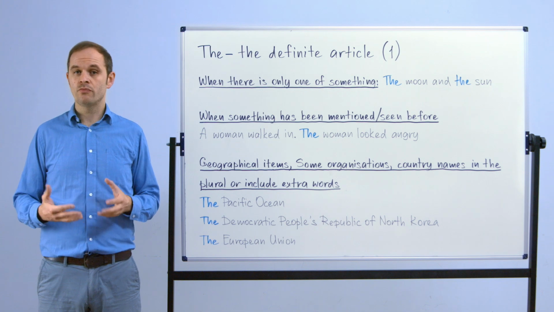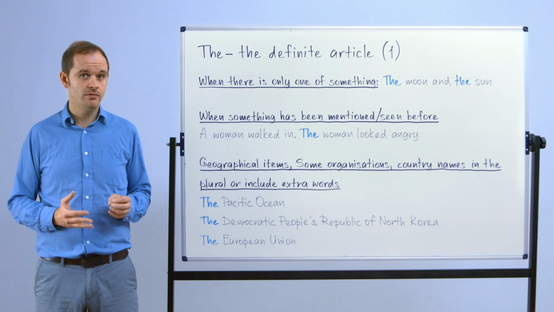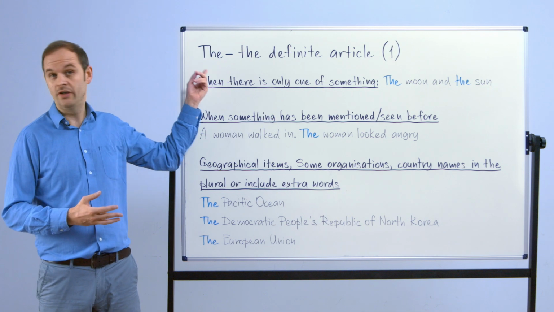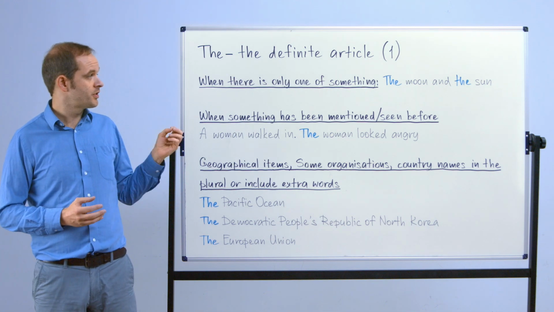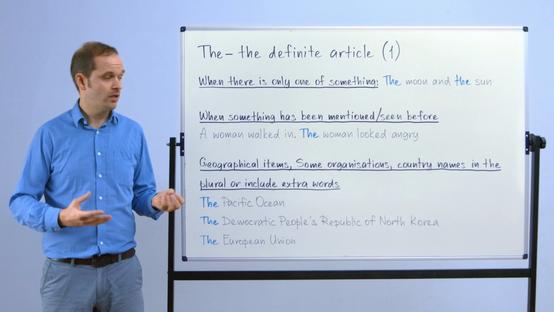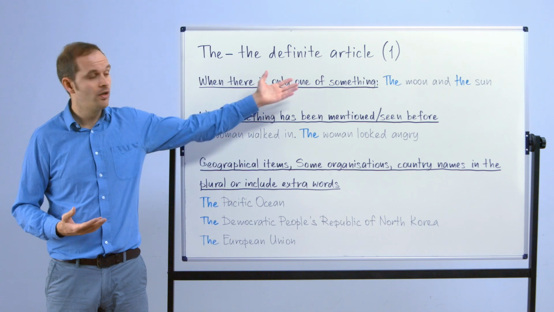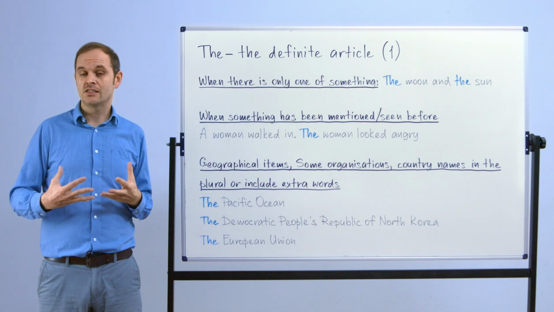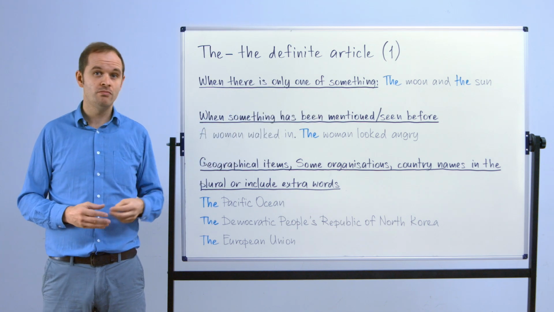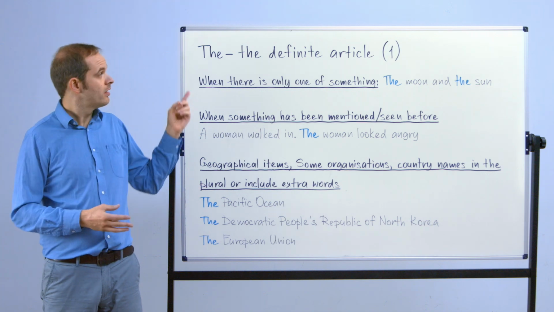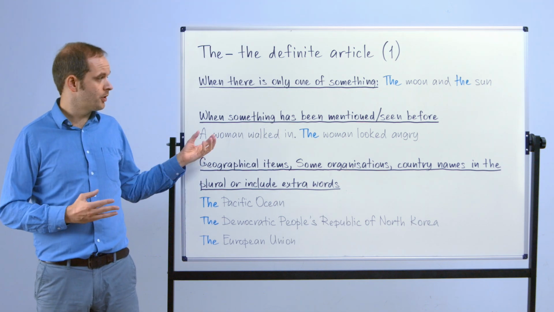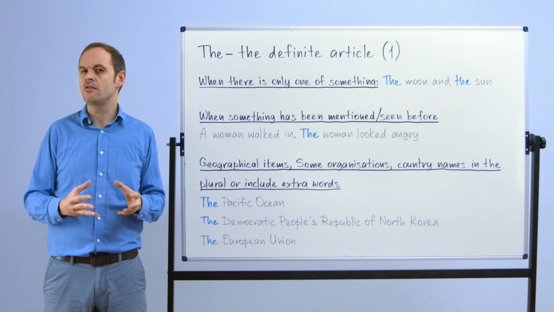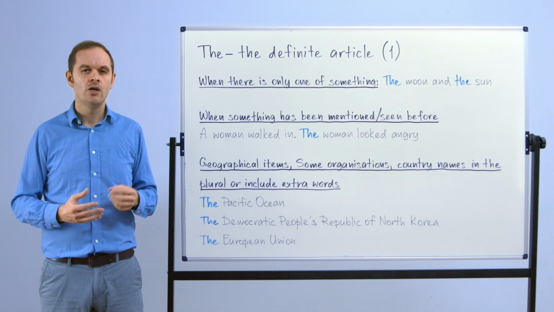Now we're going to look at the different ways you can use the definite article. The definite article is the before nouns, and it's used in a number of ways. For example, when there is only one of something, it's unique. For example, the moon and the sun. For us, living on the planet Earth, there is one moon and one sun, and we use the definite article before those nouns.